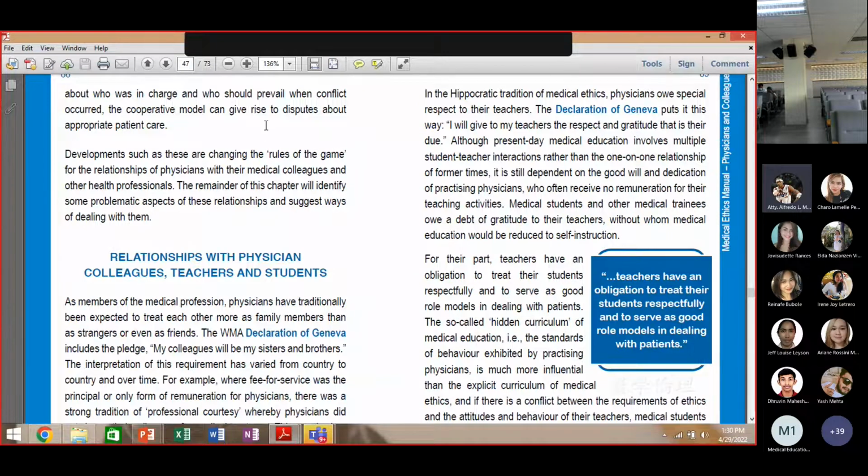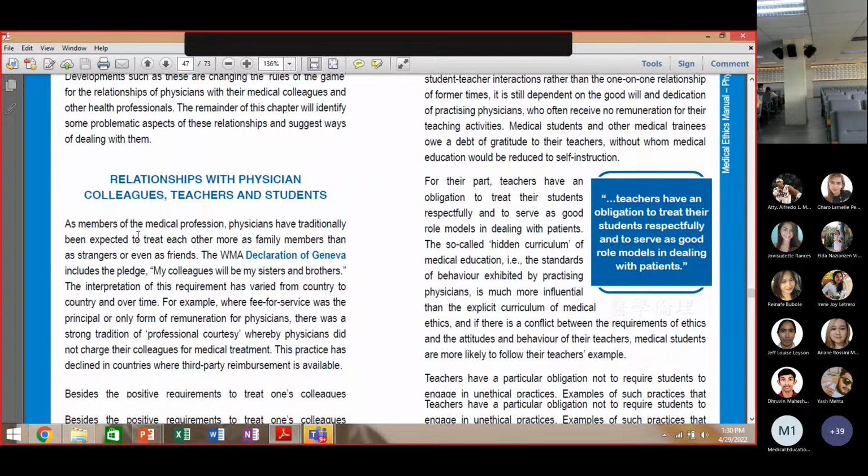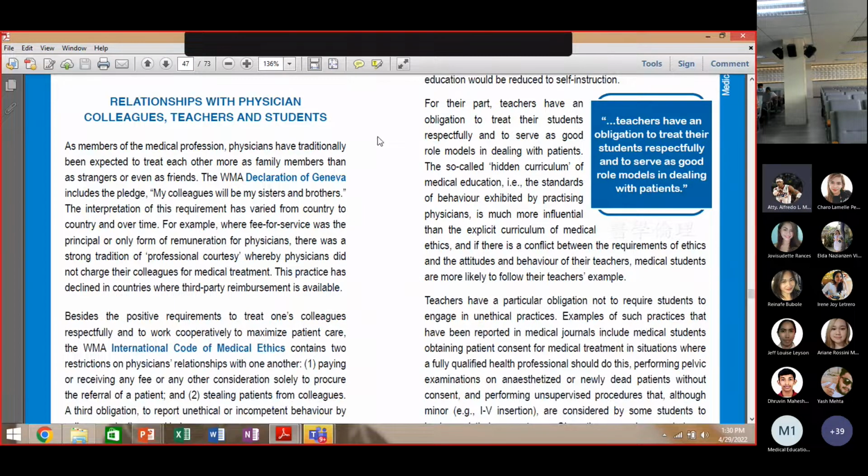Developments such as this are changing the rules of the game for the relationships of physicians with their medical colleagues and other health professionals. So the remainder of this chapter will identify some problematic aspects of this relationship and suggest ways of dealing with them. To formally start, relationships with physicians, colleagues, teachers, and students. First, let's discuss this matter.